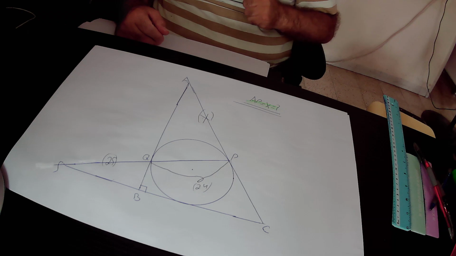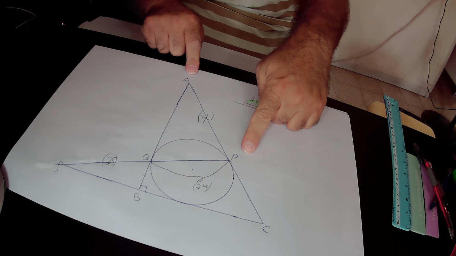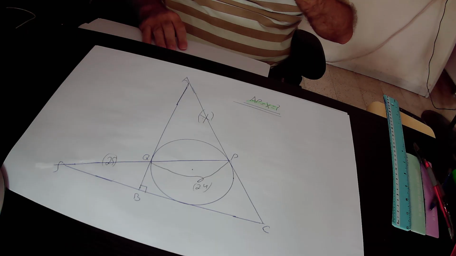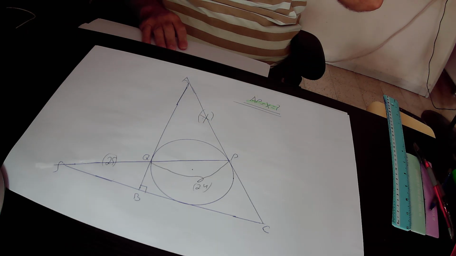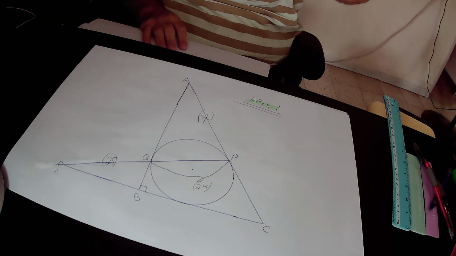In the second question, our task is to find the length of this line segment AP, which equals x. We have to find the value of x. In the drawing, we have a circle inscribed in this right angle ABC. Angle ABC is a right angle.